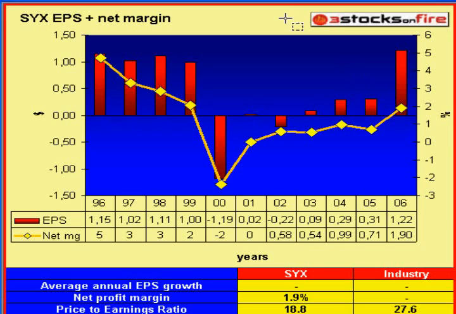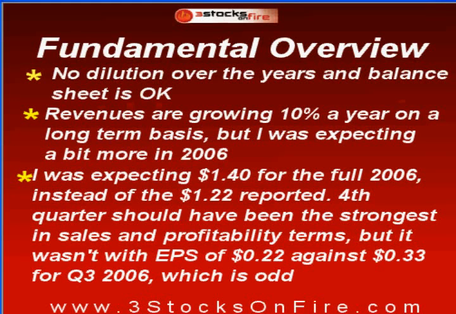Net profit margin in 2006 was 1.9%, just this, and the price to earnings ratio for SYX is 18.8, and for the industry average it is 27.6. So again, what the company needs is to get more productivity and improve these margins. So let's move on. Fundamental overview. No dilution over the years, and the balance sheet is okay.